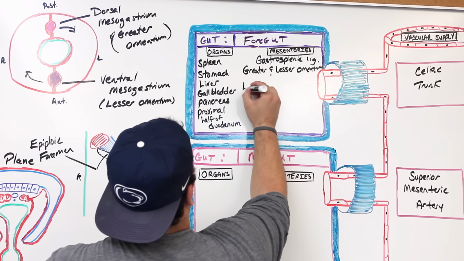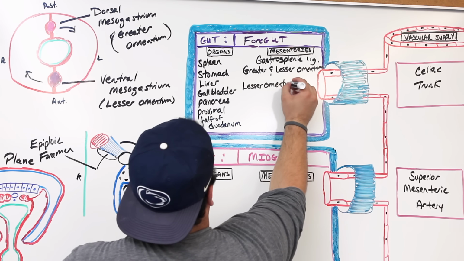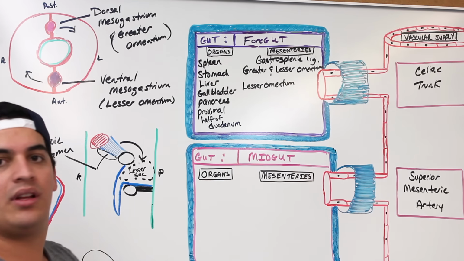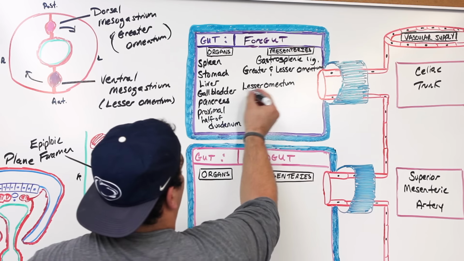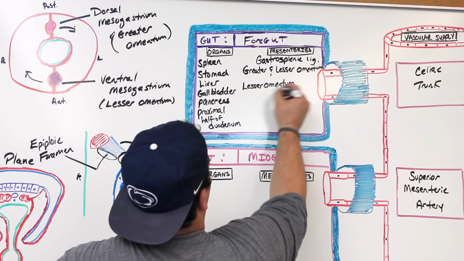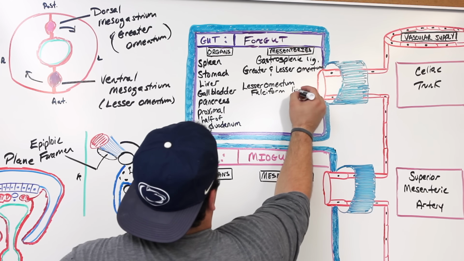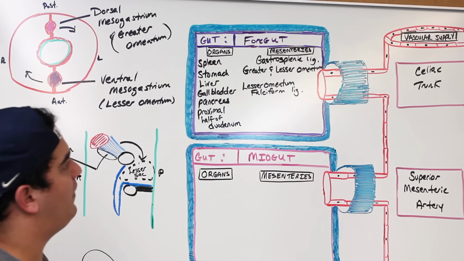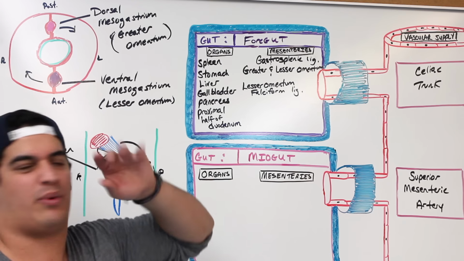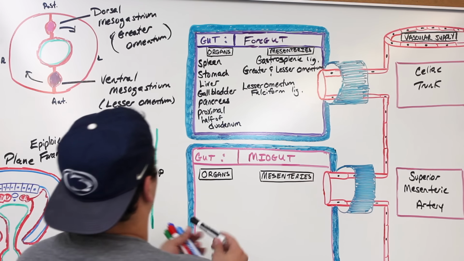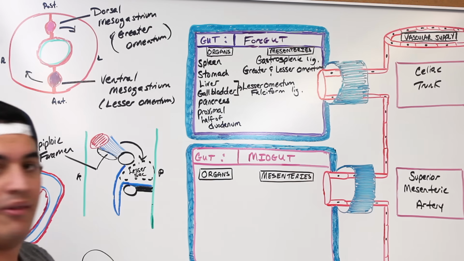Okay, so this is specifically going to be the lesser omentum, but there's another one too, which is specifically the falciform ligament. So you're going to have a couple of these here, the lesser omentum, and then another one here called the falciform ligament. The lesser omentum is specifically the hepatoduodenal and the hepatogastric. There's another one too for the liver, which is the coronary ligaments. We're not going to mention that. So for the liver and the gallbladder, it's going to be the lesser omentum and the falciform ligament.